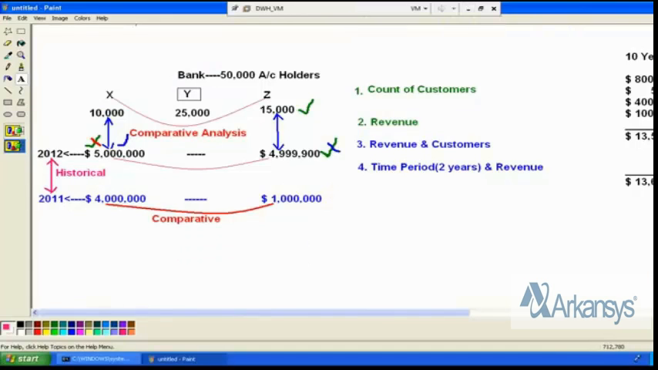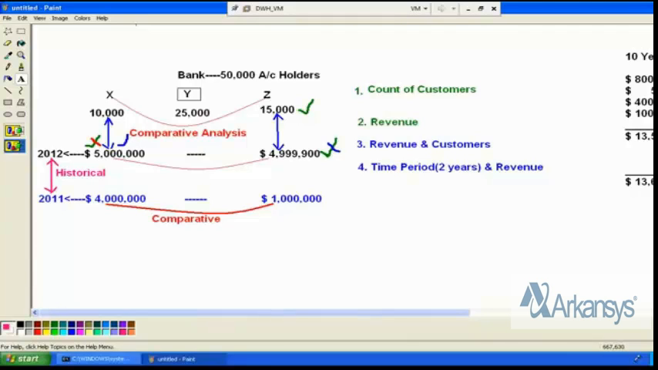Here we talk about the more consistency of the business. We are comparing this way. Here we are involved with something called historical analysis because we are comparing revenue between the 2 years of the same region. That is a historical analysis. So here we write historical as well as comparative.